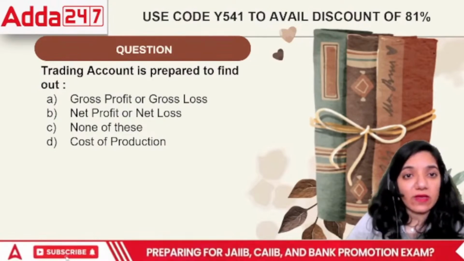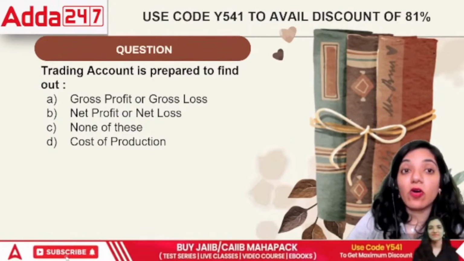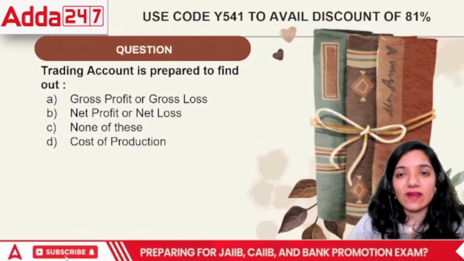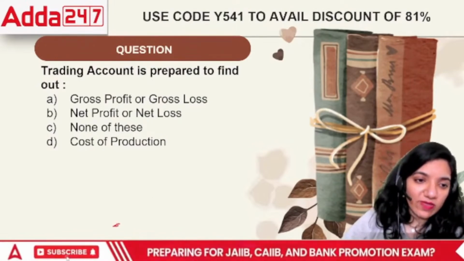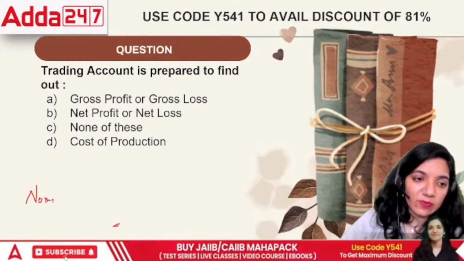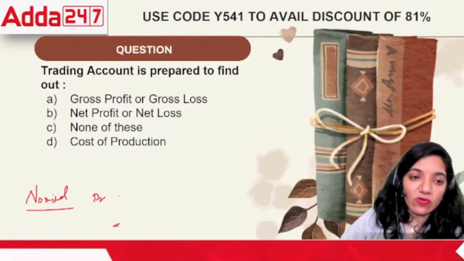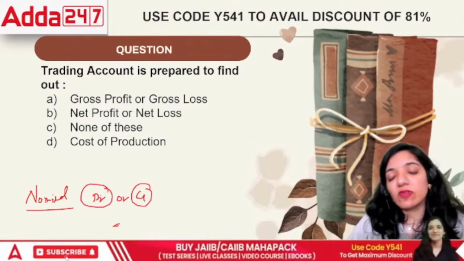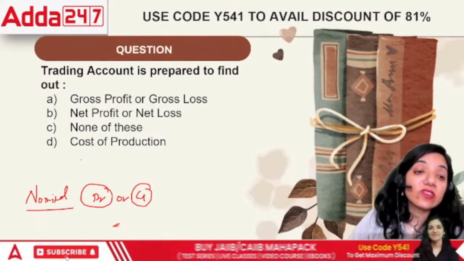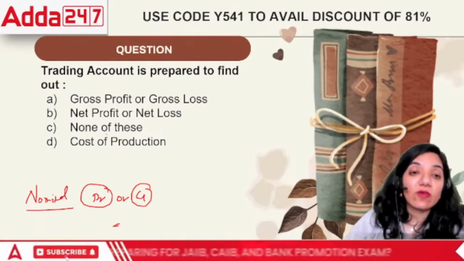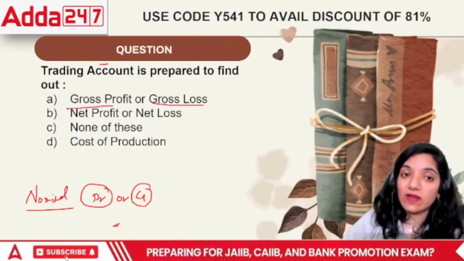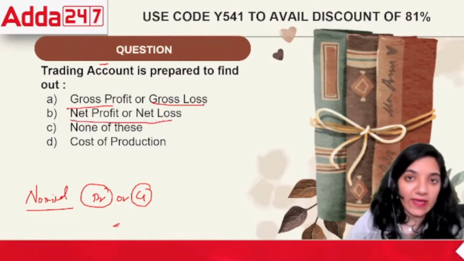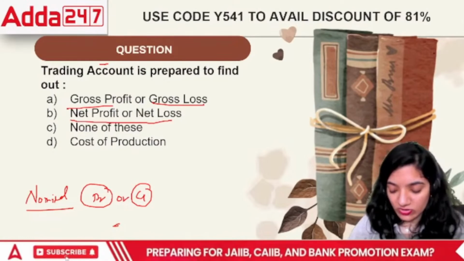Trading account is prepared to find out GP, NP, none of the above, or COP, that is cost of production, everyone. For what particular purpose do we find out the trading account? Number one, the trading account is a nominal account. We call it a nominal account. Why? Because this particular account finds out the debit side or the credit side of the business. Right? It finds out the debit or the credit in terms of the business. Then the first thing that will be the balancing figure of trading account would be GP or GL. For the profit and loss account, it is NP or NL, that is net profit or net loss.